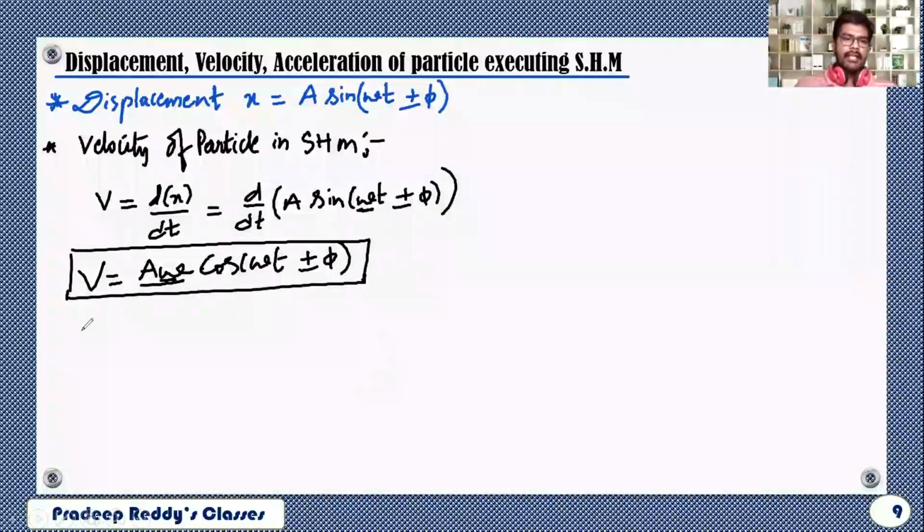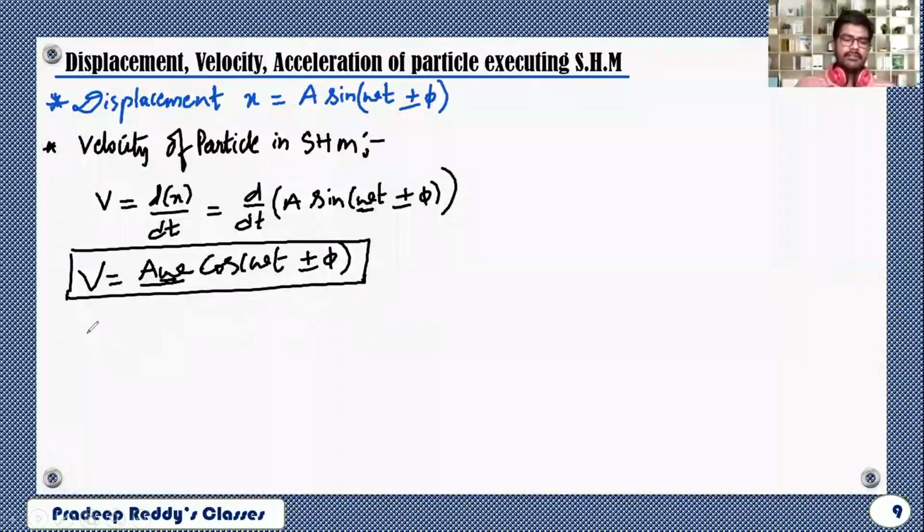And as we know, sine squared of omega t plus or minus phi is equal to 1 minus cos squared of omega t plus or minus phi, right? I'll write it in reverse.